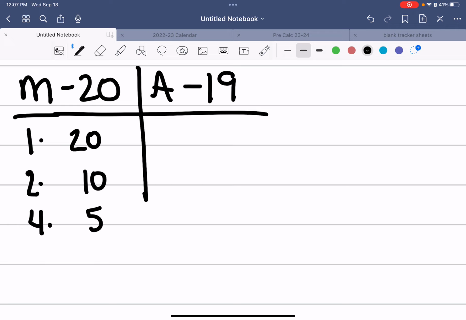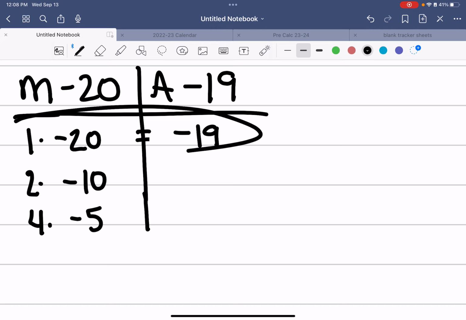The way to figure out which one instead of just having to guess and check is looking over here at my add column. I want to add to a negative 19. To add 2 numbers together that have different signs and make them end up as a negative term means my bigger number when adding needs to be the negative one. So I'm going to make my larger number here negative, and then I'm just going to add them all together. So 1 plus negative 20 is negative 19. So this is the pair that matches our question.